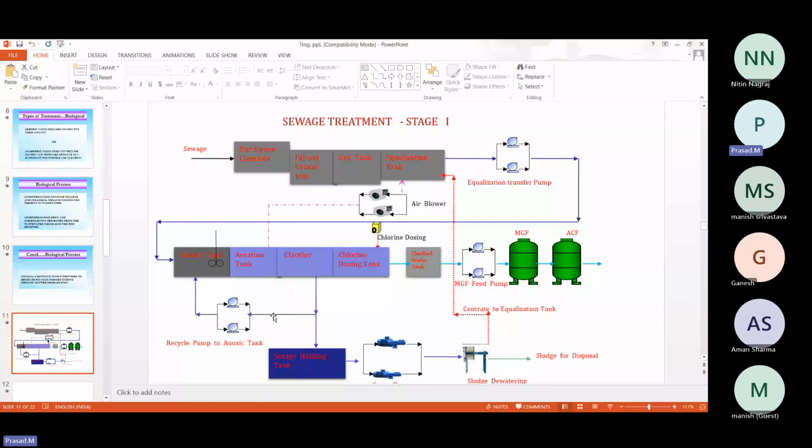So from the aeration tank it will go to the clarifier, and in the clarifier all sludge will settle, and that sludge is nothing but activated sludge. Why are we saying activated sludge? Because that sludge has bacteria. When we remove the sludge, it will settle. Some sludge we will recirculate again to the anoxic tank, and some sludge we are wasting.